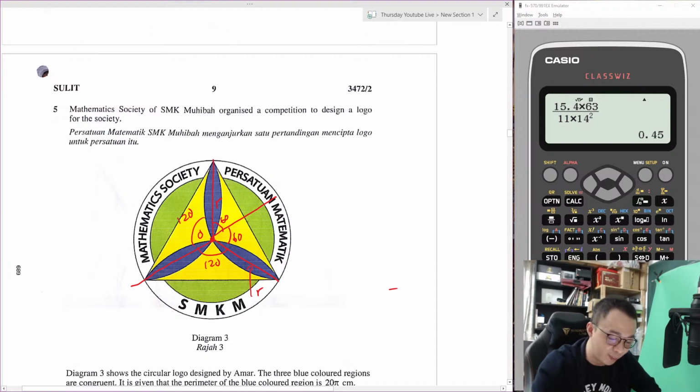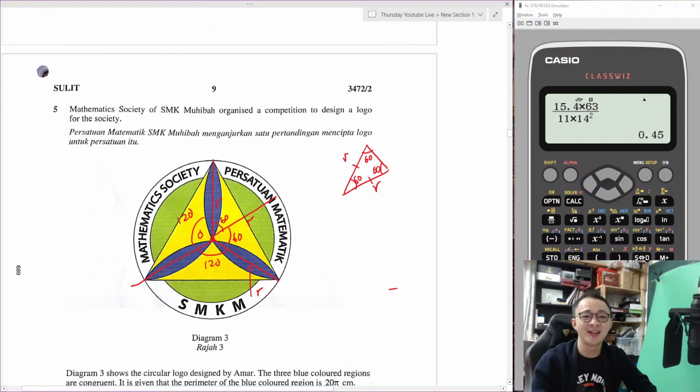If both lines are the same length, then I have an isosceles triangle. This is 60 degrees, and this is R and R. And if both sides are R, then here must be 60 and 60. Then this one is no longer an isosceles triangle, it is an equilateral triangle. So I know this also is R because it's an equilateral triangle. If I draw the line like this, you should be able to see I have 3 R like this.